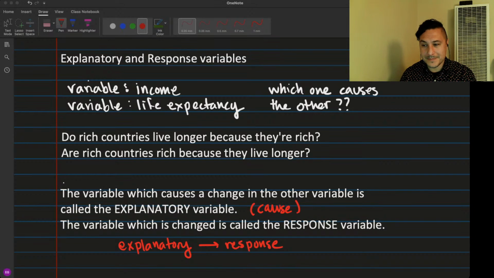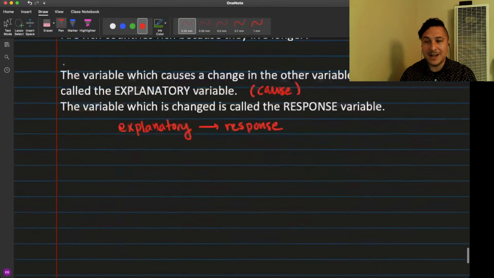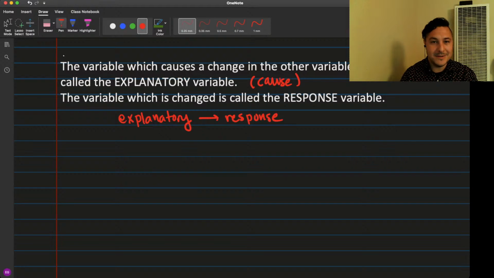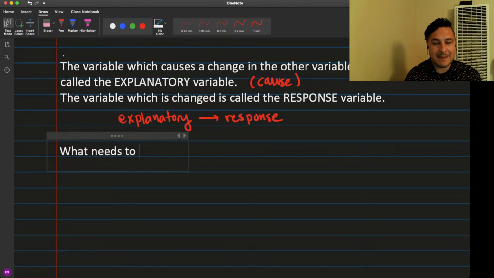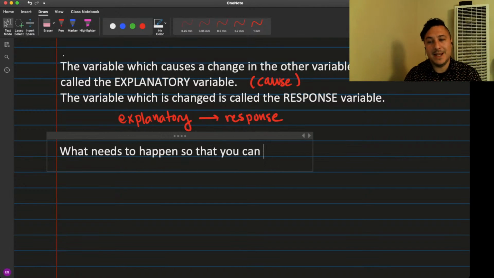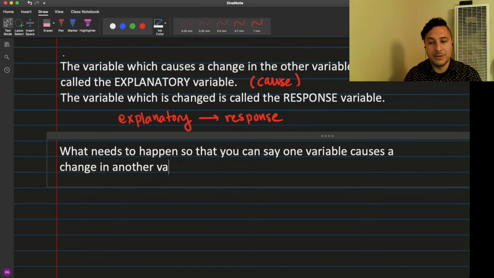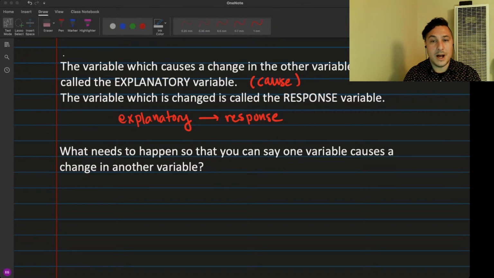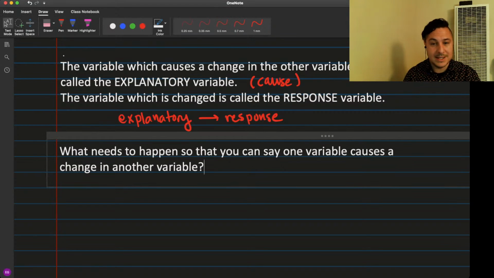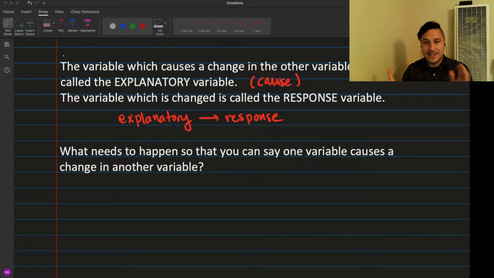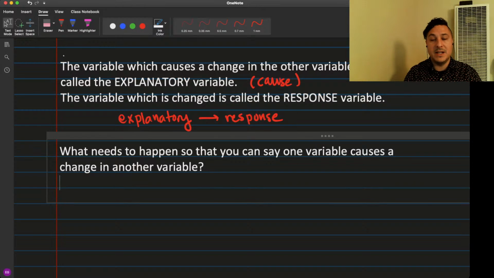Oh, okay. So now we're going to talk about what needs to happen so that you can say one variable causes a change in another variable. Cause is a very strong statement. If you say that one thing causes another, we literally mean that it causes. That is different than association.